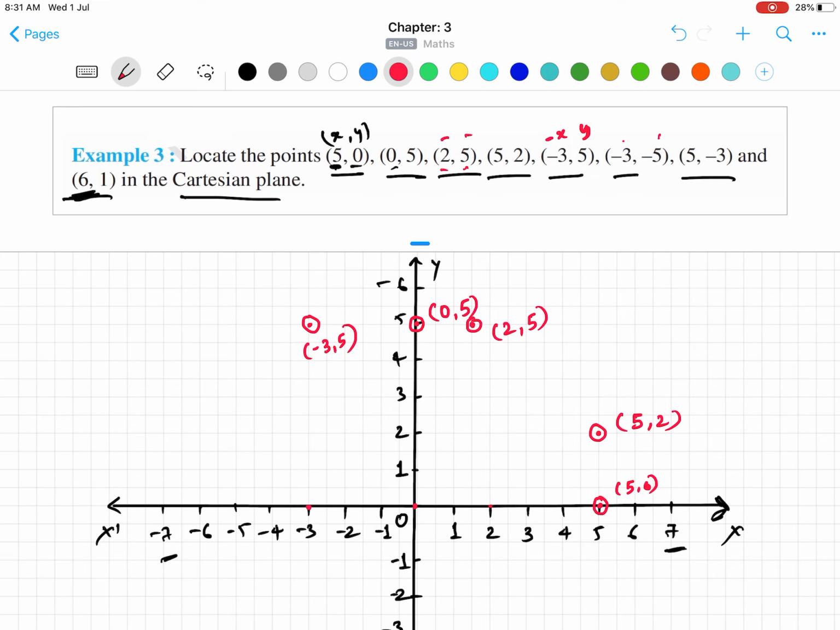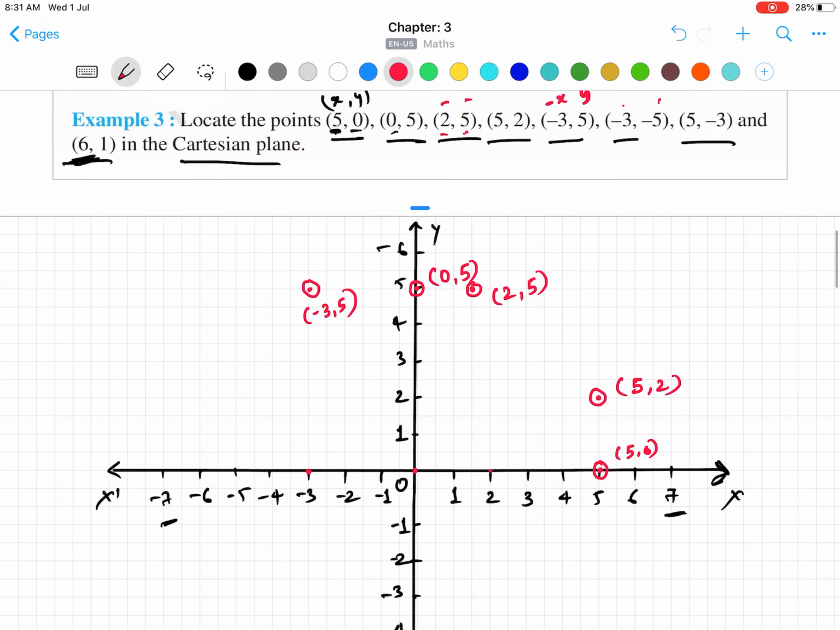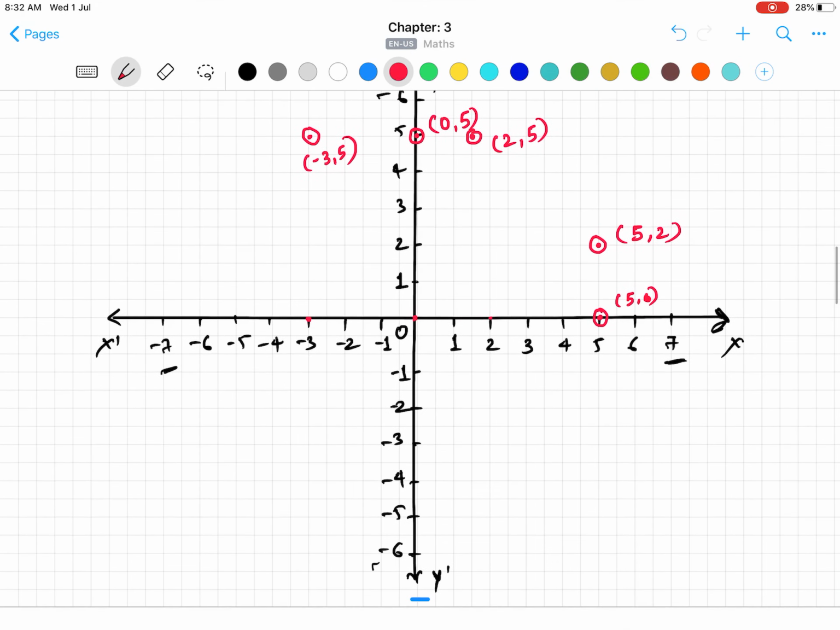Next we have -3 and -5. That means now both numbers are with a negative sign. That means this point will be lying in the third quadrant. So x is -3 and y is -5. So we'll again start from the origin. Since x is -3, we'll move 3 places in the negative x direction, and y is -5, so that means we'll go downward 5 places. So this point will be here. This is -3 and -5.